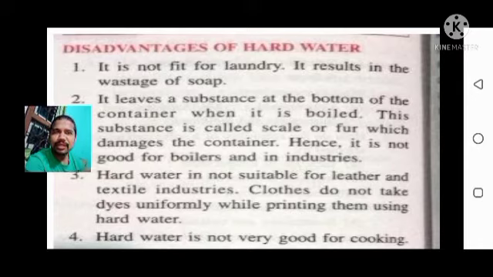Hard water is not suitable for leather and textile industries. Clothes do not take dyes uniformly while printing them using hard water. So in all these cases we use soft water. And hard water is not very good for cooking purposes also.